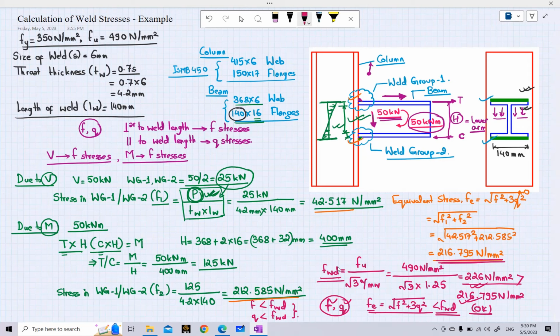So this is how you calculate the weld stresses. We saw an example for a very simple case in which an I-beam is being connected to an I-section column with weld, and those welds are only connecting the beam flanges to the column flanges. There is no weld connecting the web of our beam to the flanges of our column. So we will end our lecture for today, and in our next lecture, we will look at this same example in IDEA StatiCa software and see the results derived from that software analysis, and we will compare those results with our manual calculation results.